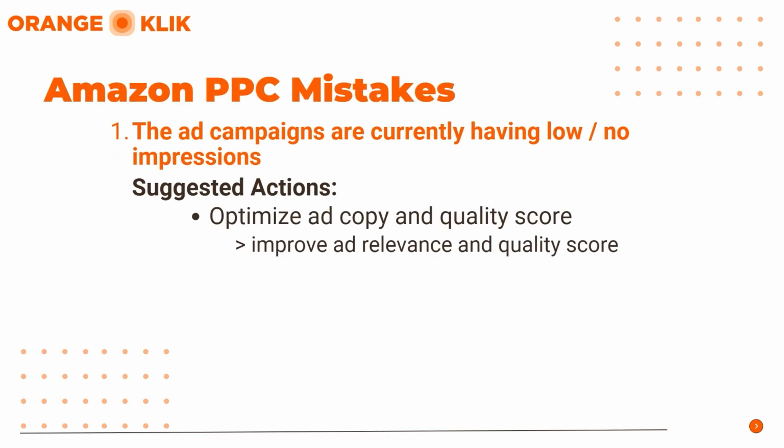Amazon prioritizes ads with high relevance and quality scores. Write compelling, relevant copy that closely matches your keywords and appeals to your audience. Test your ad variations. Regularly test different versions of your ad copy to identify what resonates best with your audience, boosting your ad's effectiveness and impressions.